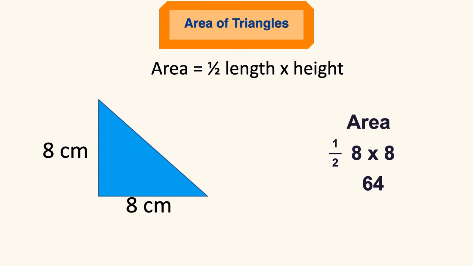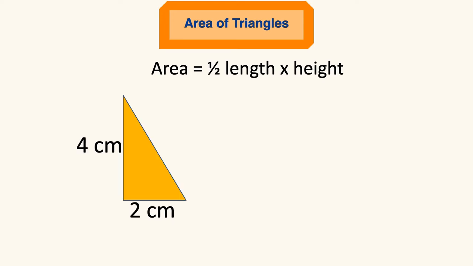Once we do that, we ask ourselves, what is half of 64? Or 64 divided by 2. That's the same thing. When we do that, we get 32 centimeters. But of course, we know that area is measured in, that's correct, square units. So our answer is actually 32 square centimeters. We have one more example. What's the area of this triangle?